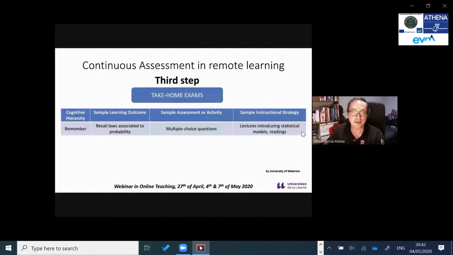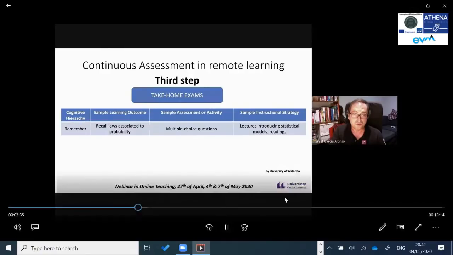Here we have an example. For example, if I want to make a remember take-home exam, an example could be to recall laws associated to probability. Here, the simple assessment would be a multi-choice question. But we have to prepare them with an instructional strategy oriented to that kind of assessment, okay?